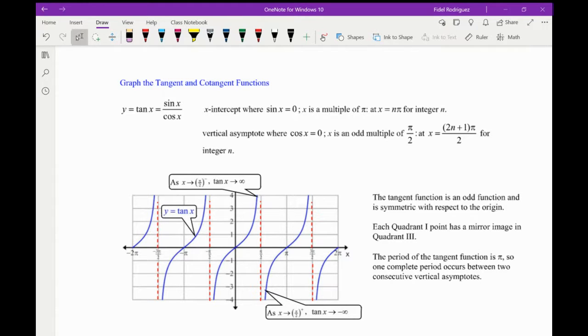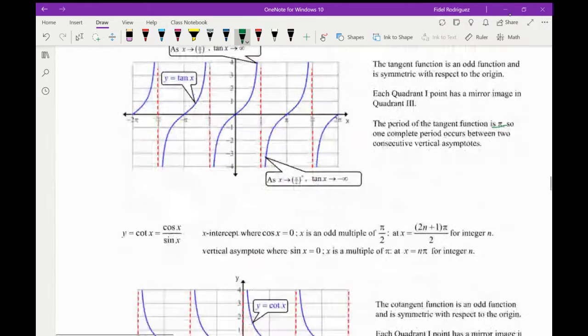And so right here, we're going to have vertical asymptotes anytime we're dealing with odd multiples of pi over 2. What does that mean? Pi over 2, 3 pi over 2, 5 pi over 2, 7 pi over 2. It has to be an odd multiple of pi over 2. And it says the tangent function is an odd function. It's symmetric with respect to the origin. Each quadrant 1 point has a mirror image in quadrant 3. And the period of the tangent function is pi. So one complete period occurs between two consecutive vertical asymptotes. I'll explain what all that means in a little bit.